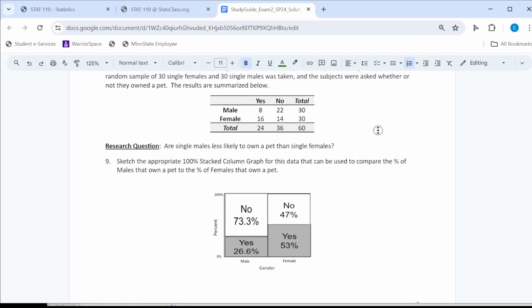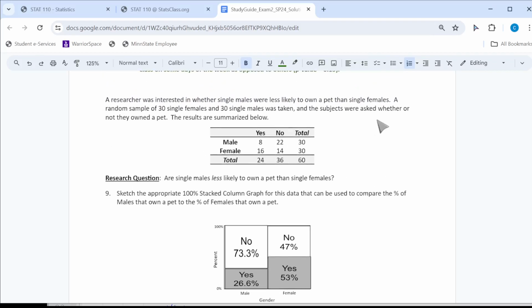Here's a data table on, what are we looking at here? Whether or not an individual owns a pet. And I have this broken out between males and females. So here's what the 100% stacked column graph looks like.